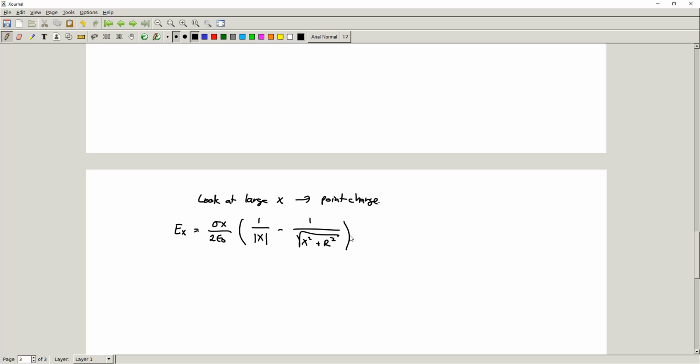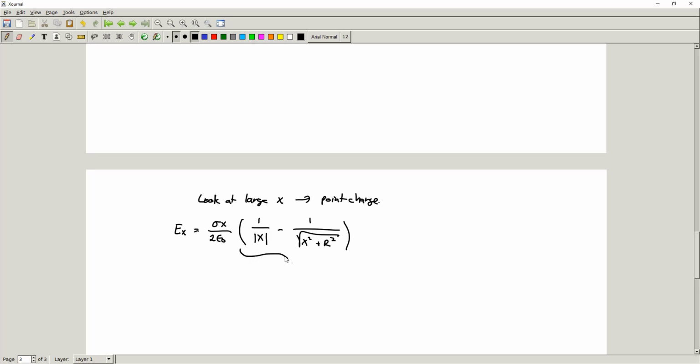Okay. And let's just take a look at the term in the brackets here. We're going to want to look at this as x is much, much greater than r. It's kind of hard to see what the limit of that would look like. I don't want to do a formal limit here. We're just going to work our way through it and see if we can pick it off. So what do we have here? I'm just looking at the term.